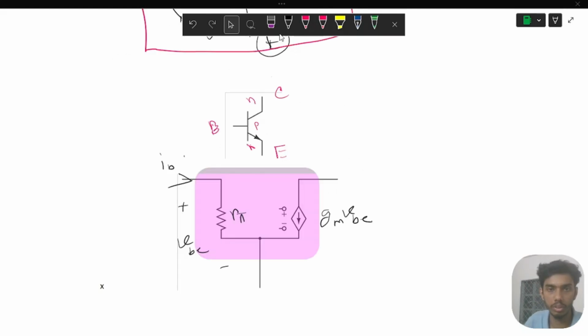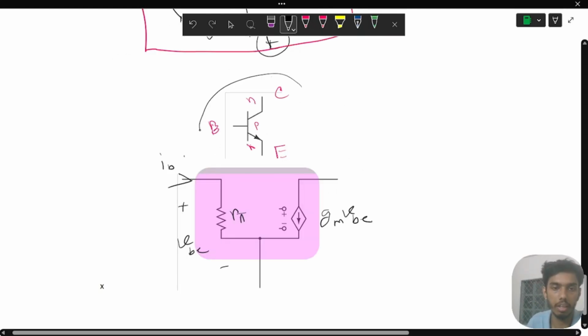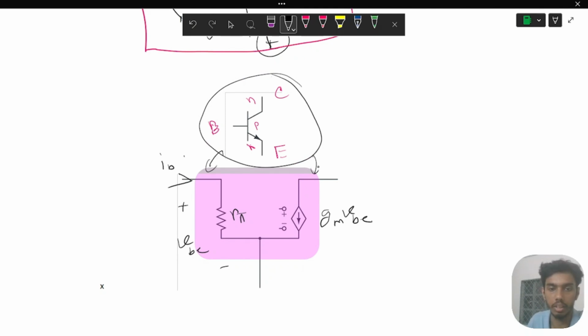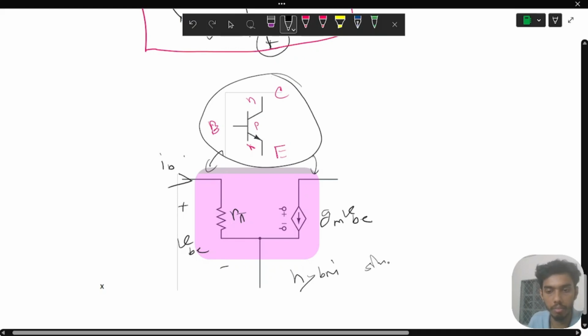Okay. So to summarize our discussion, what we have done is we have taken an NPN transistor, a BJT, and we have derived the equivalent circuit, the hybrid pi model. So this is the simplified hybrid pi model.